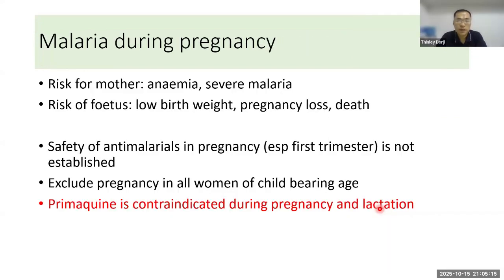Malaria in pregnancy is a very important condition because it has risk for mother and fetus. For the mother, there is a higher risk of anemia and severe malaria, while the fetus has risk for low birth weight, pregnancy loss, and death. The safety of antimalarials is not tested. There's no robust evidence for pregnancy, and primaquine is contraindicated during pregnancy and lactation.